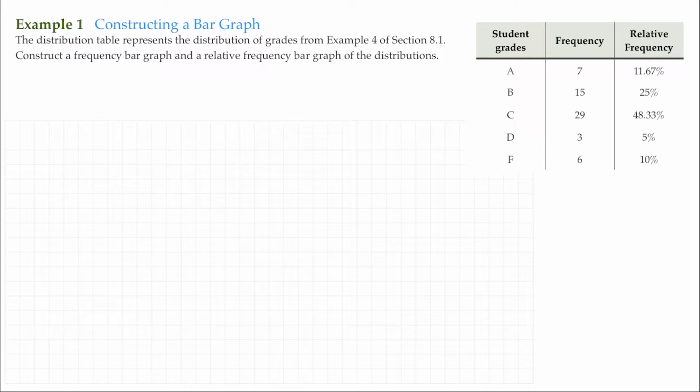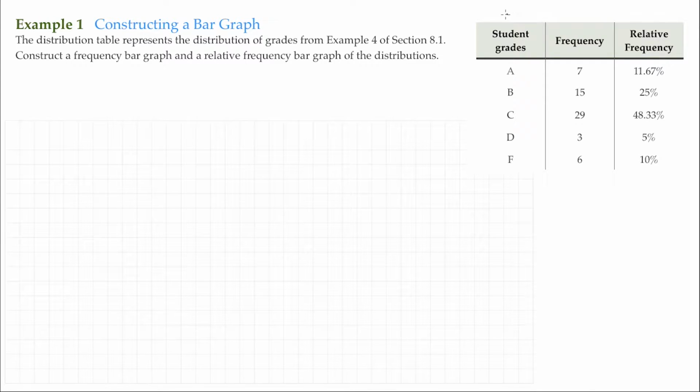This example is a continuation of example 4 from the previous section of section 8.1. What we did for that problem was we had this data of these letter grades that this technology professor had given out. He had given out 60 grades. And what we did is we did a frequency distribution and a relative frequency distribution of that data.